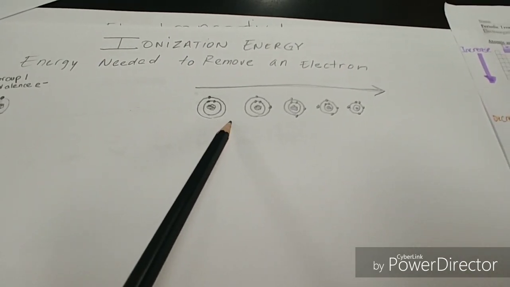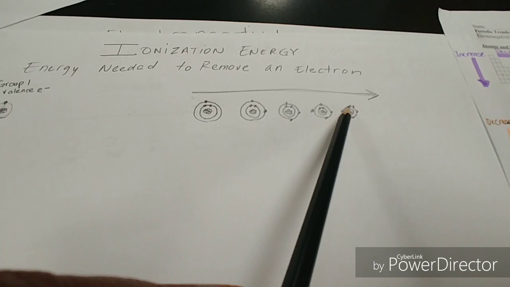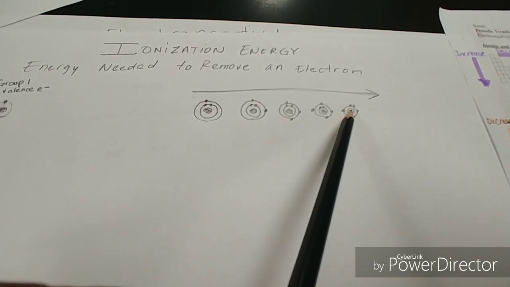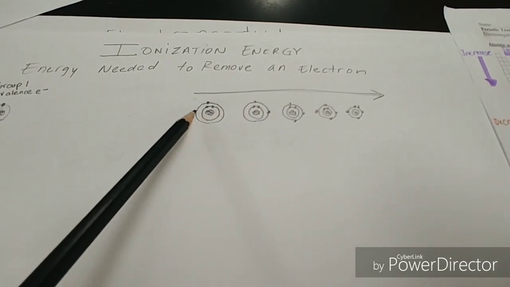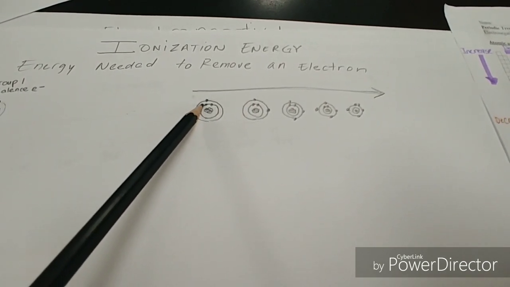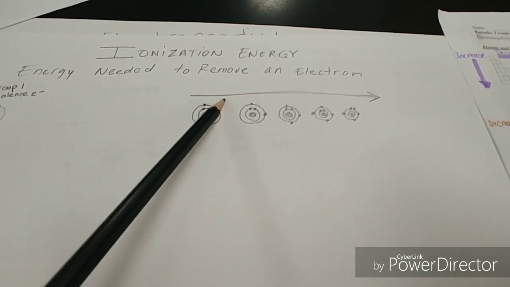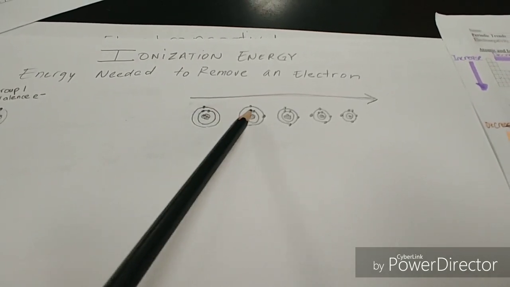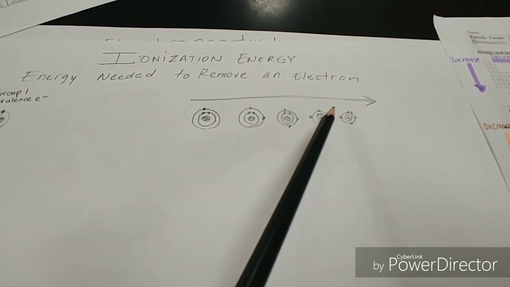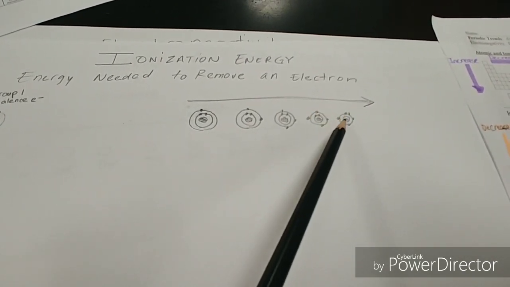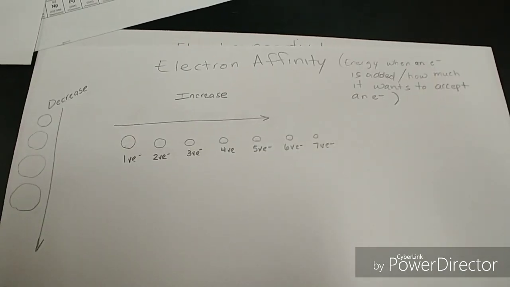So remember that the atom is getting smaller when you go across a period. If it's smaller, the nucleus is closer to these electrons. So that means it's going to be harder to take those electrons away versus the ones at the very beginning of the period, so the energy required to remove that electron is going to be more. So ionization energy increases as you go across a period because those electrons are closer to the nucleus.